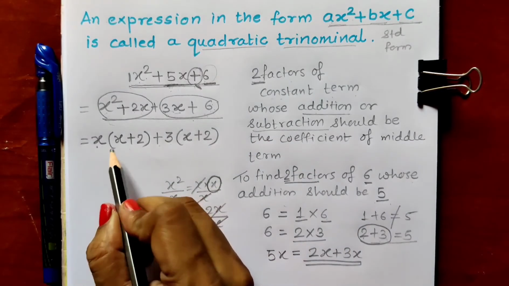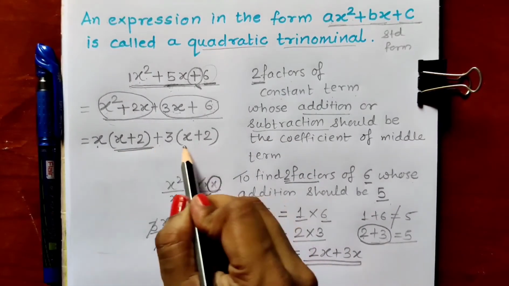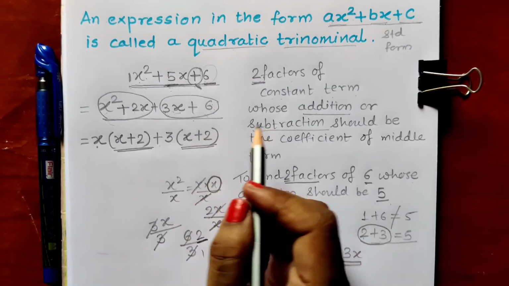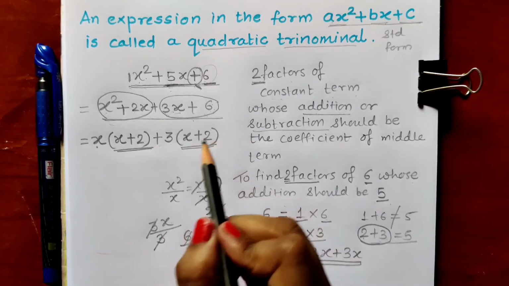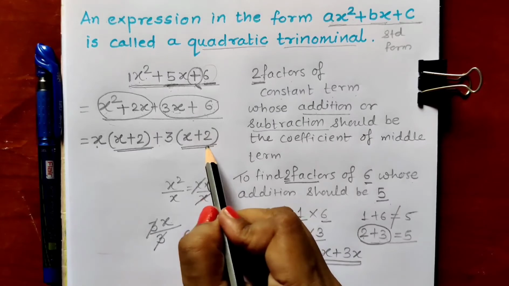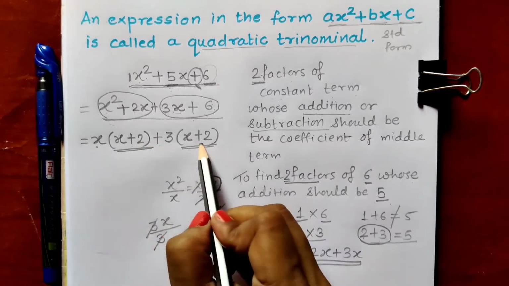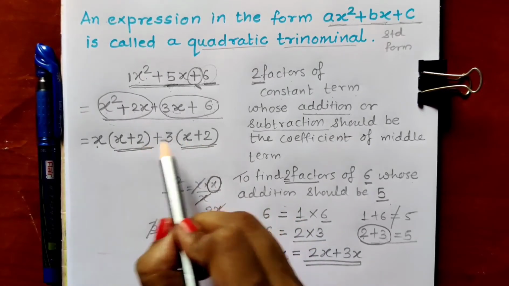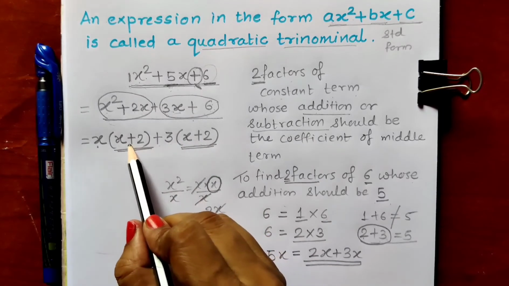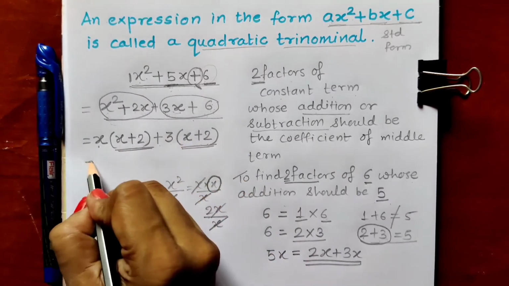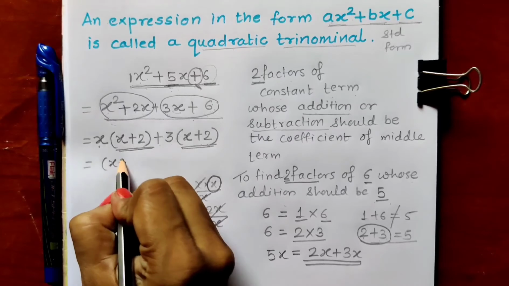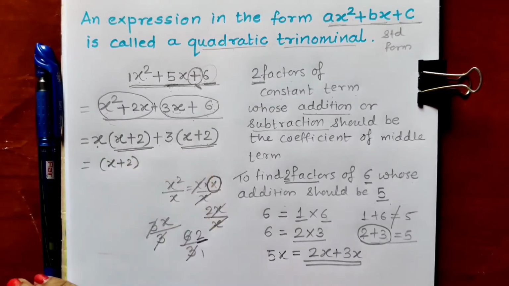So in this way, if you check, we are getting the same bracket. There should not be any change in the bracket. Always we should get the same bracket in this third step. The sign should be the same, the first term should be the same, the second term should be the same. So if the bracket is the same, that means that bracket can be taken out common. So x plus 2 is taken out common.